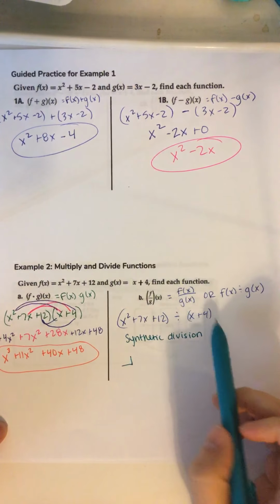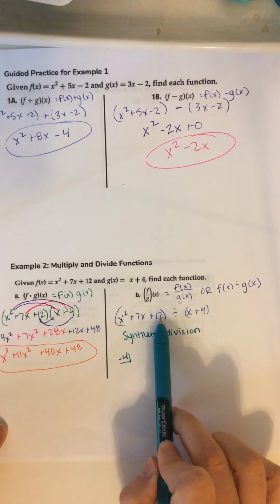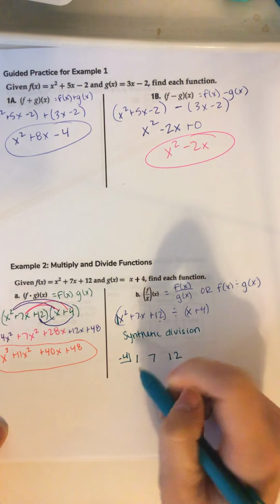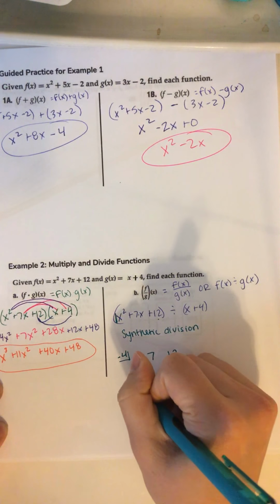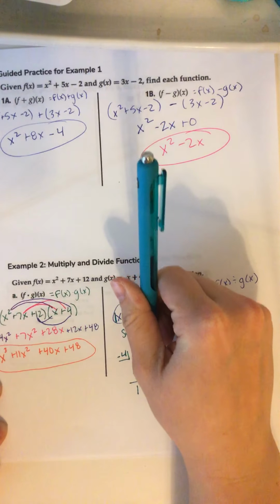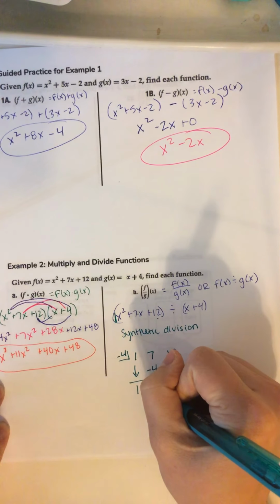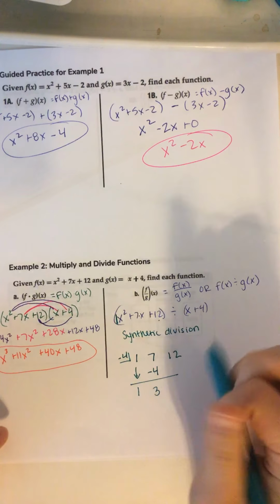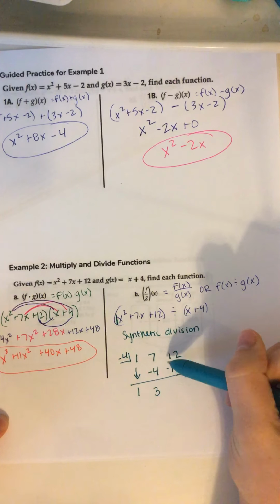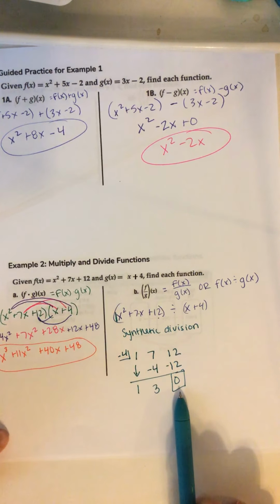So in our little box right here, we take the opposite of this, so we would put -4 in our little box. We would take down our coefficients. We know there's a 1 right there, so it'd be a 1, 7, and a 12. And we draw in our arrow, bring down the 1. We multiply, -4 times 1, it's -4. We add going down. 7 plus -4 is going to be 3. We multiply, -4 times 3, -12. We add 12 plus -12, which is going to be 0. So we don't have any remainder, which is nice.